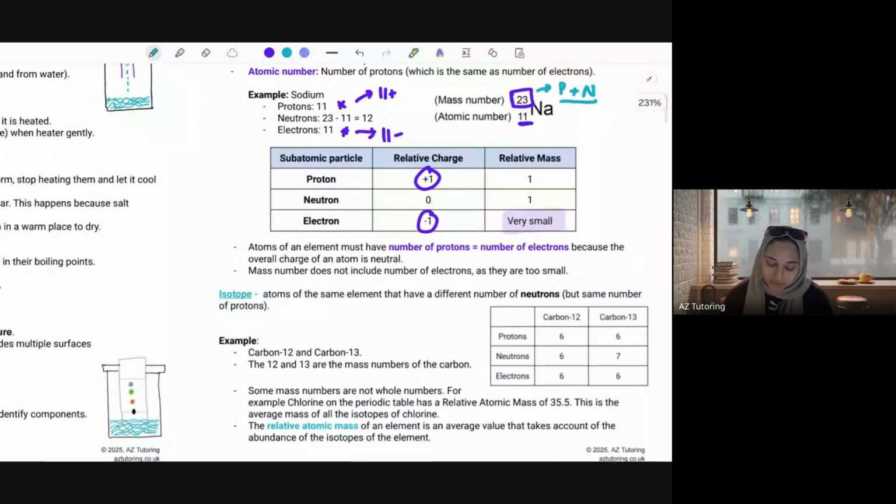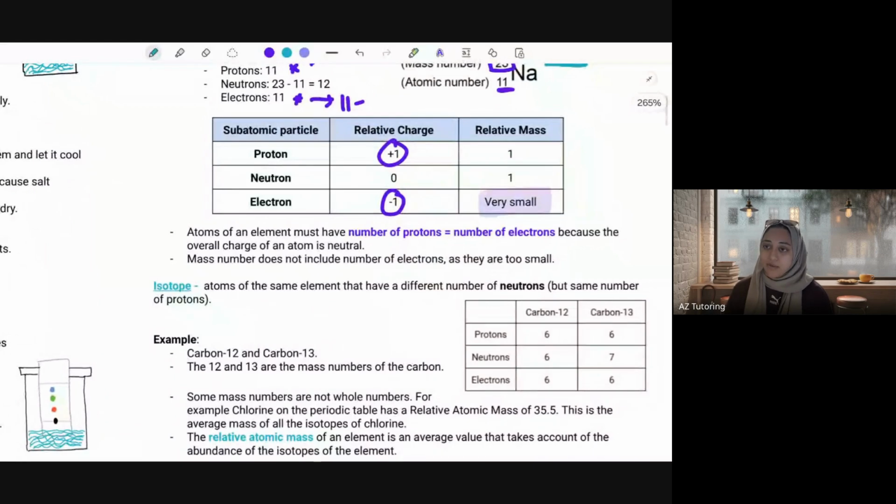Make sure you know what isotopes are. So isotopes are atoms of the same element, but they just have different numbers of neutrons. So the mass number will be different, but the proton number stays the same.